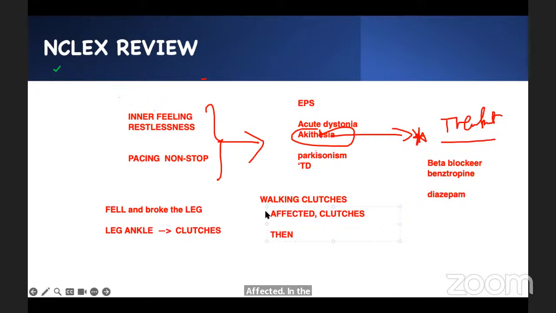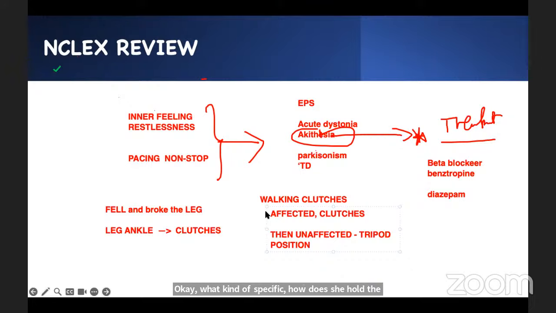Then unaffected. So that's the tripod position, right? Okay. How does she hold the crutches? How far do the crutches go? What do you think? What other things do you want to teach this patient in terms of the crutches?